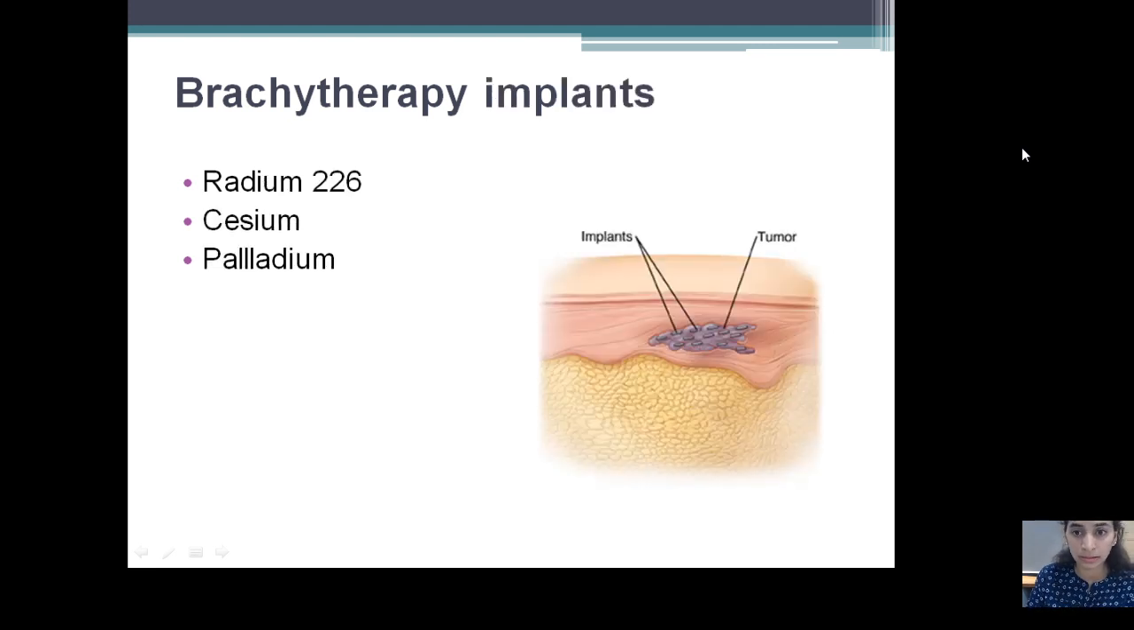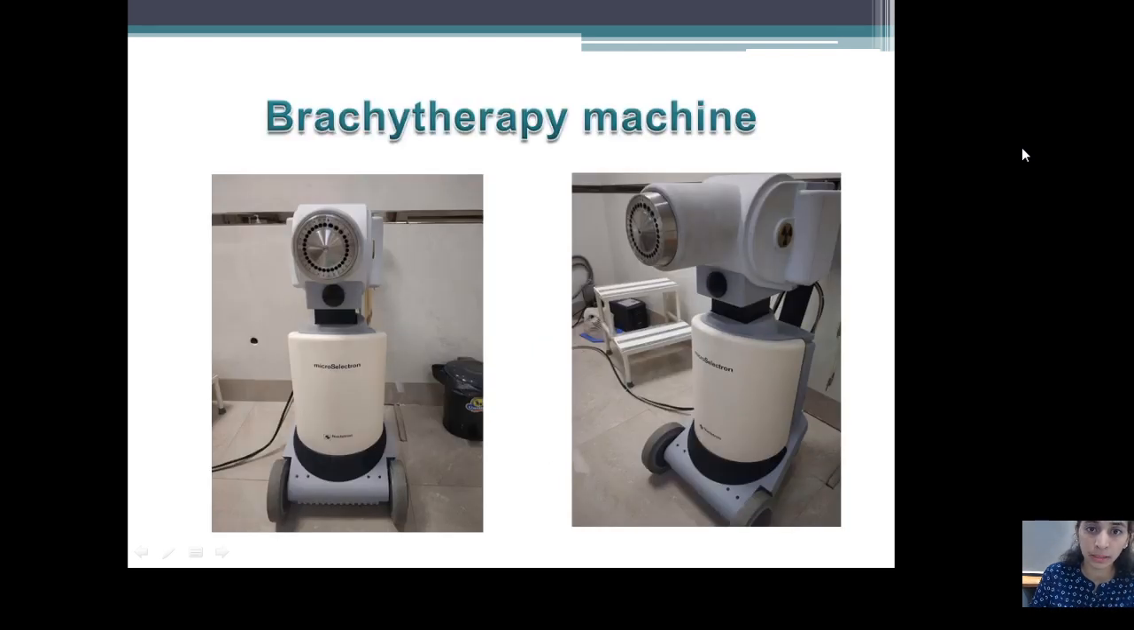These are examples of brachytherapy implants which can be used. The most common implants used are radium, cesium and palladium. This is a brachytherapy machine which we are using in our setting. Nowadays the radioactive substance which we are using is iridium-192.